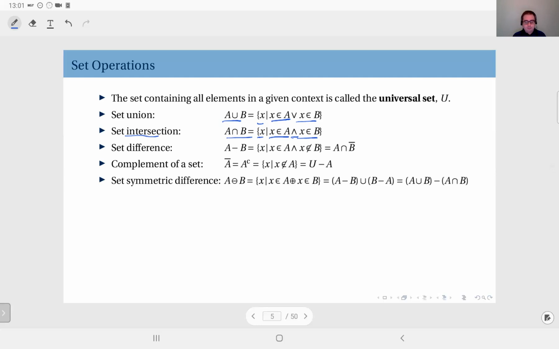Now the set difference, you have A difference B. This is the set of all x's that are in A and not in B. So the set of elements in A that are not in B. And of course, in some text, you can see the notation as this here. And you can also show that this is equal to the set A intersection with B complement.